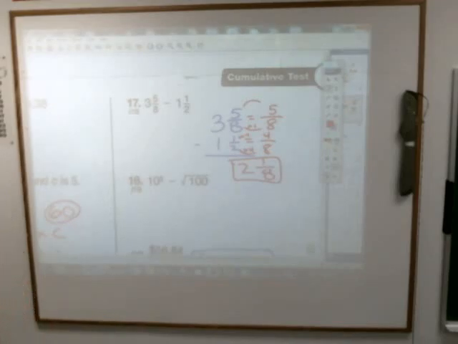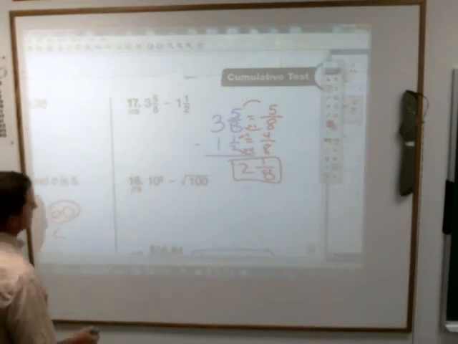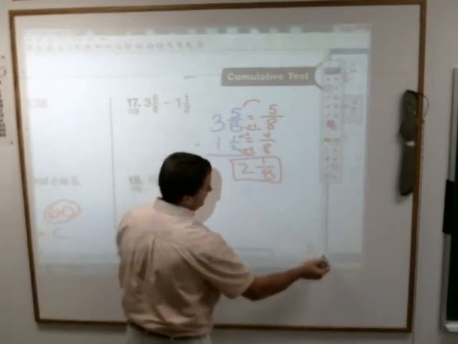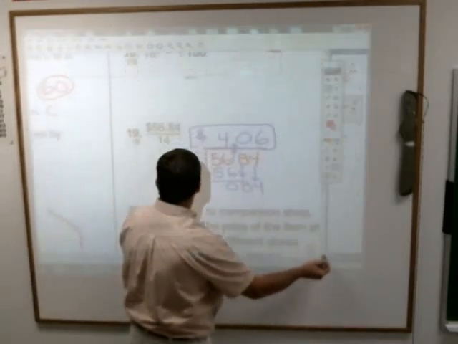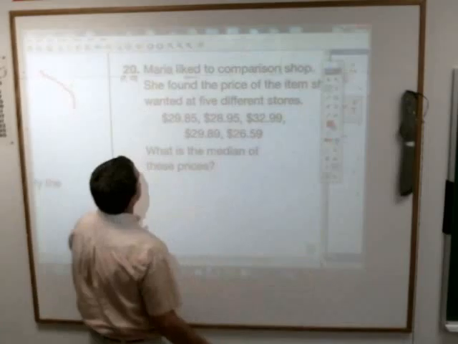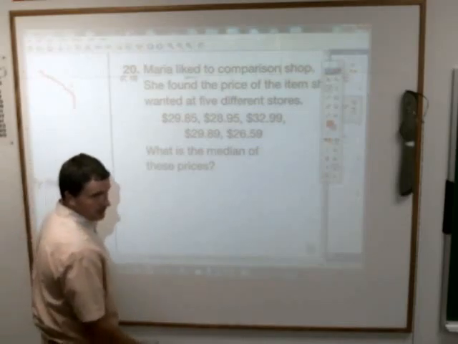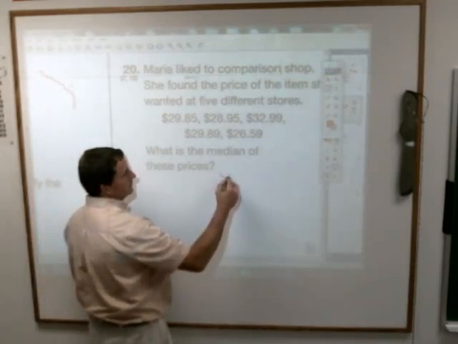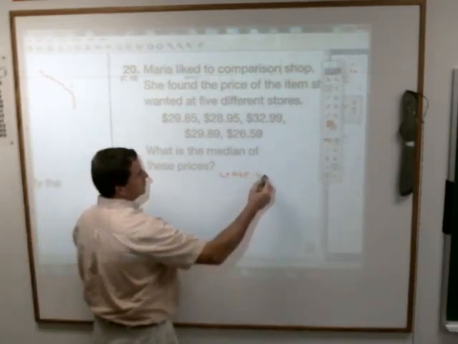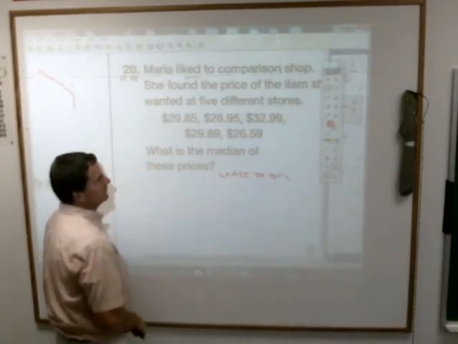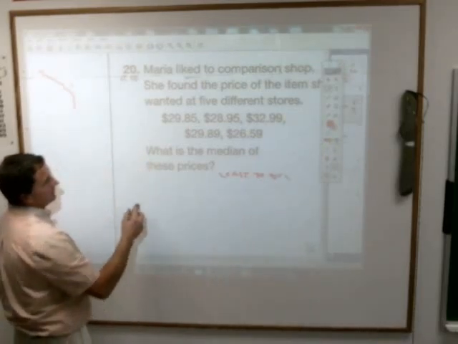Christine? I don't understand how I got 20 wrong. Number 20. Maria liked to comparison shop. She found the price of an item she wanted at 5 different stores. What is the median? Median means? Middle. Did you order from least to greatest?